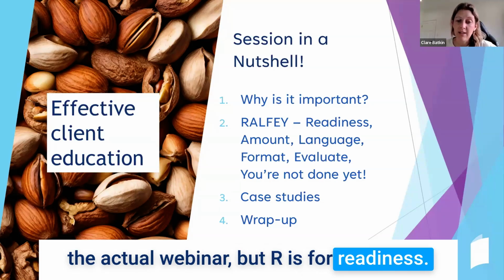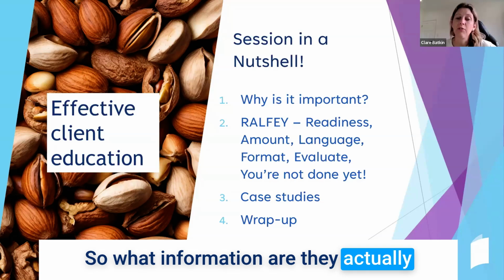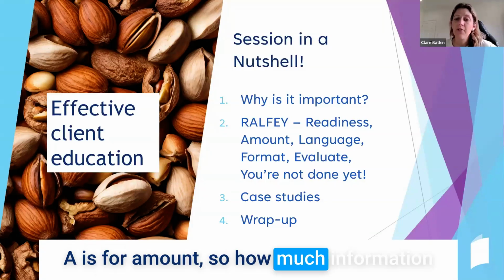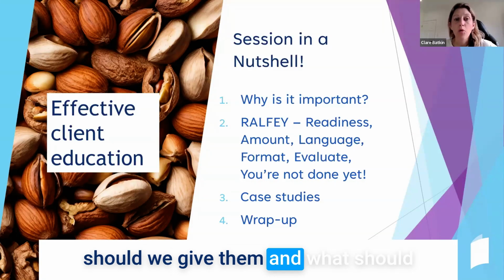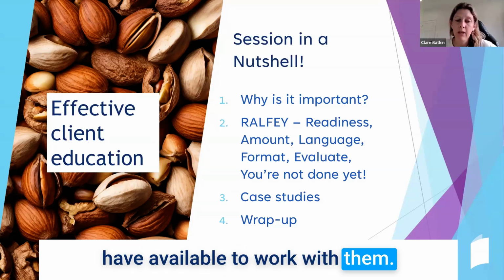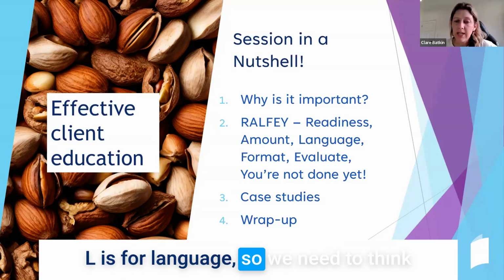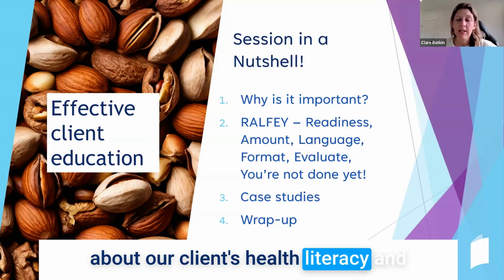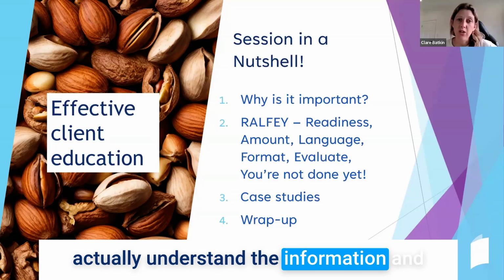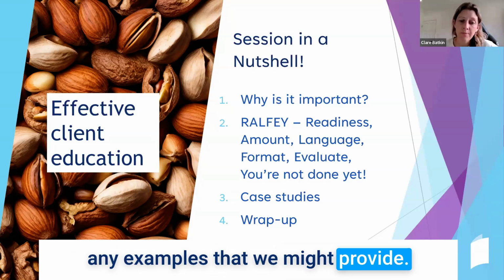But R is for readiness. So what information are they actually ready for based on where they're up to in their therapy journey? A is for amount. So how much information should we give them and what should be prioritized based on the time we have available to work with them? L is for language. So we need to think about our clients' health literacy and any cultural considerations so they can actually understand the information and any examples that we might provide.